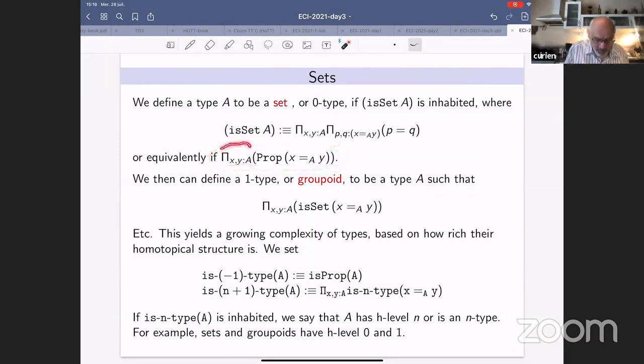It means that for all x and y in A, you have a proof that x equals y in A is a proposition. Okay, so if I write it completely by expanding the definition of prop, the type asserting that A is a set is this type here. It shows that if you pick an x, a y, and you pick a p and q that are proofs that x is equal to y, then p will always be equal to q.